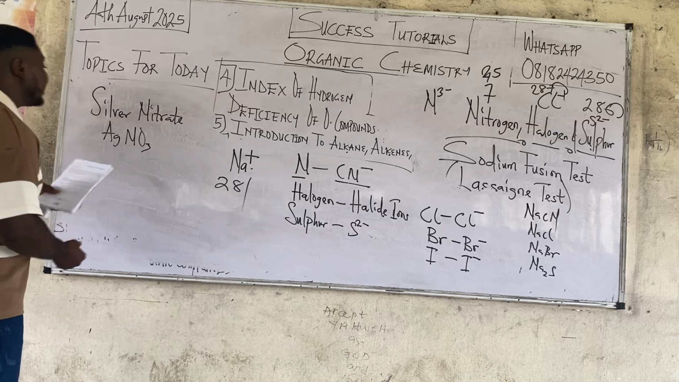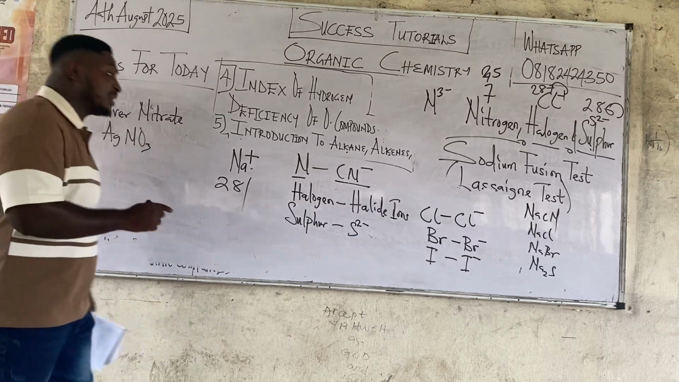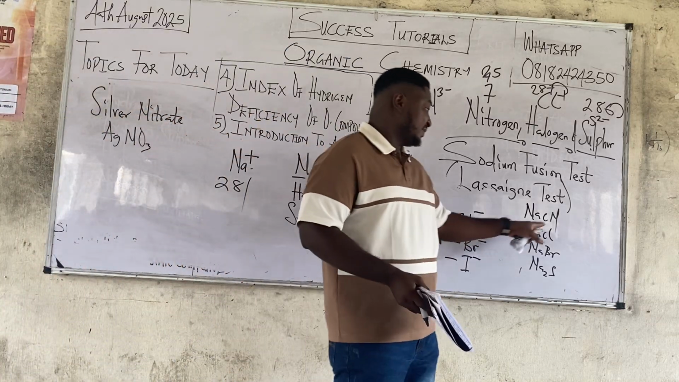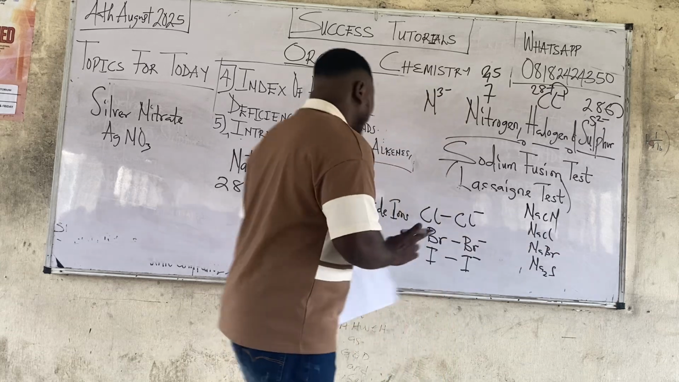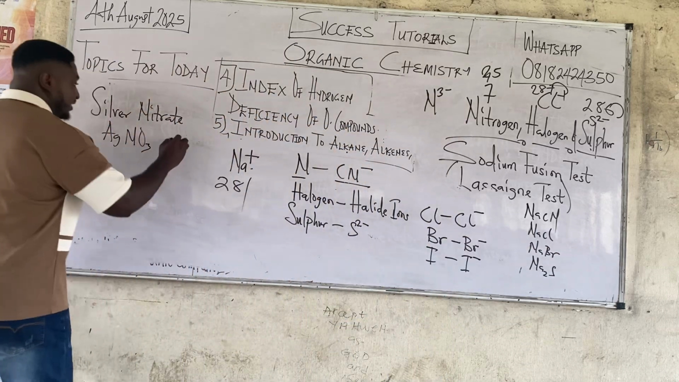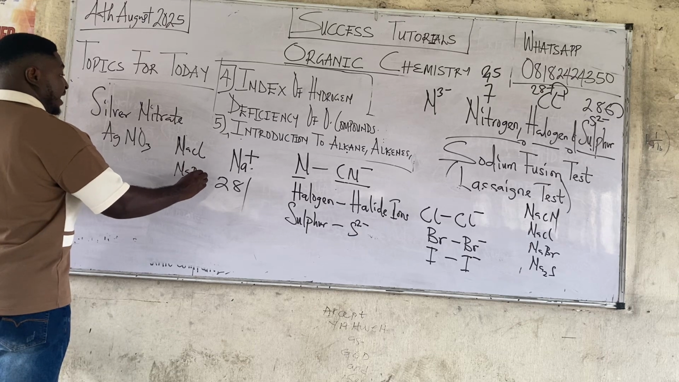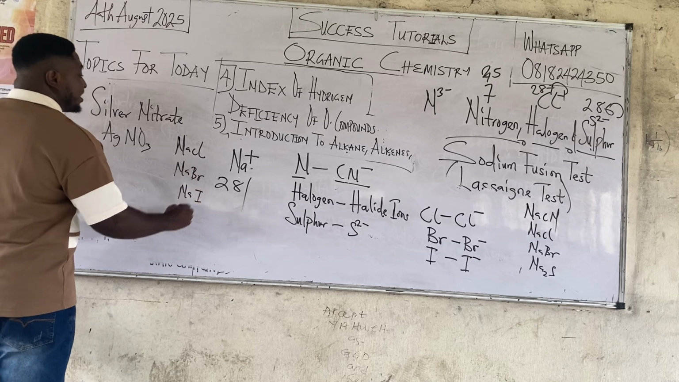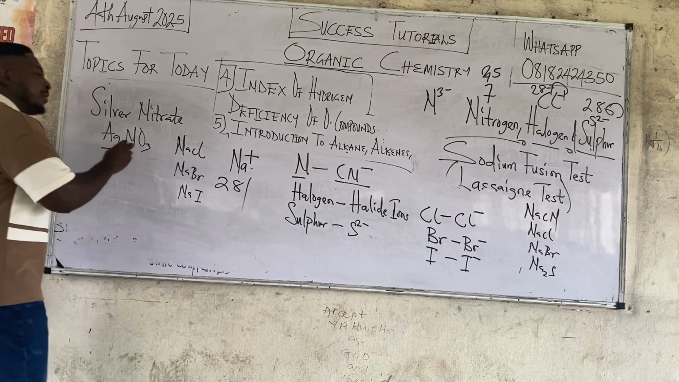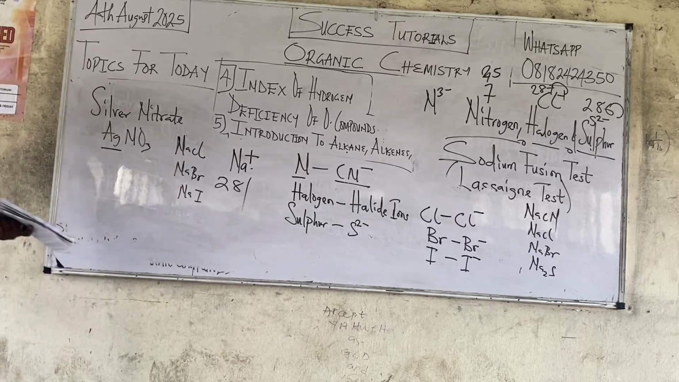As a matter of fact, once silver spots these halogens, remember that for the halogens we have NaCl, NaBr, NaI. Class, immediately, this silver will replace the sodium.